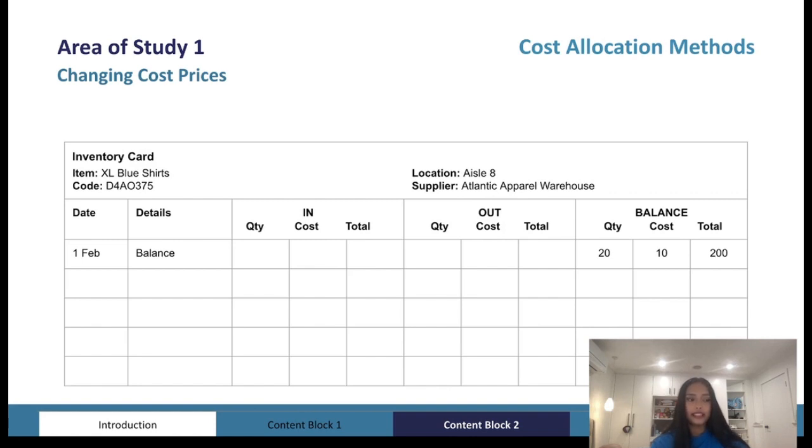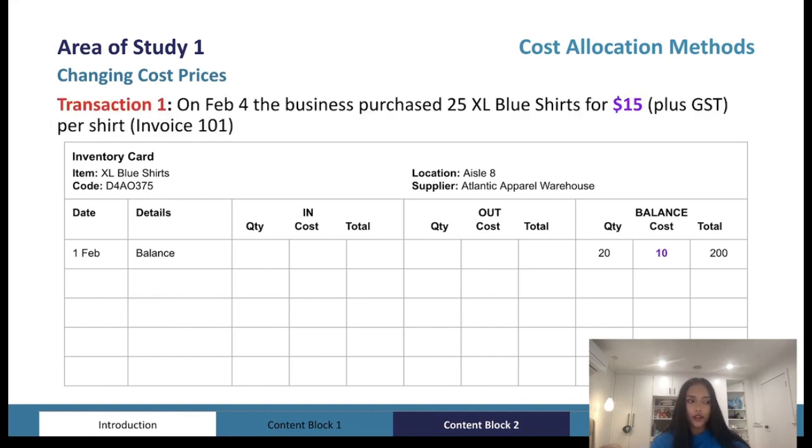We still have the exact same opening balance of inventory on hand, so we still have 20 extra large blue shirts at $10 per shirt and a total opening balance of $200. This time though, our first transaction has changed slightly. So the business has purchased 25 shirts for $15 per shirt. And you can see that this is a change in cost price.